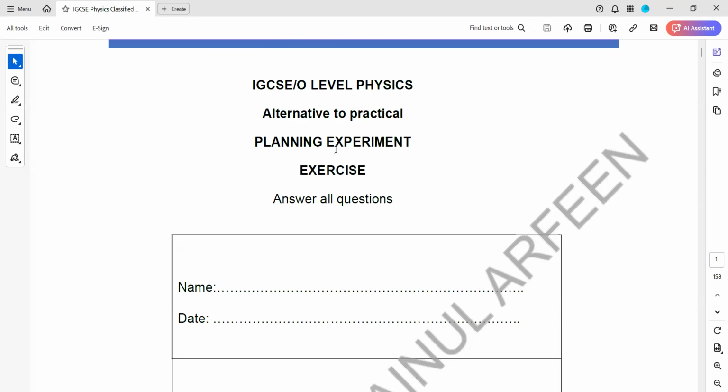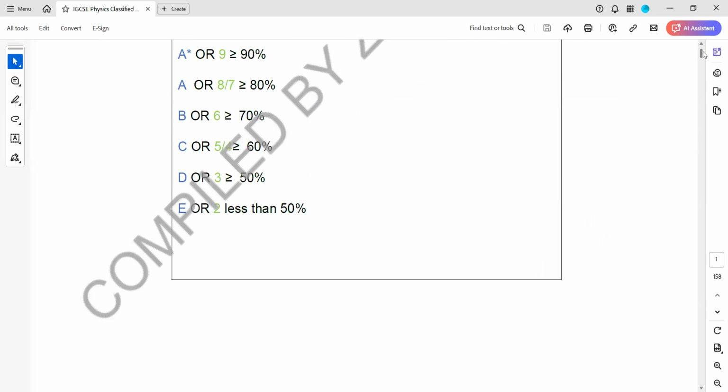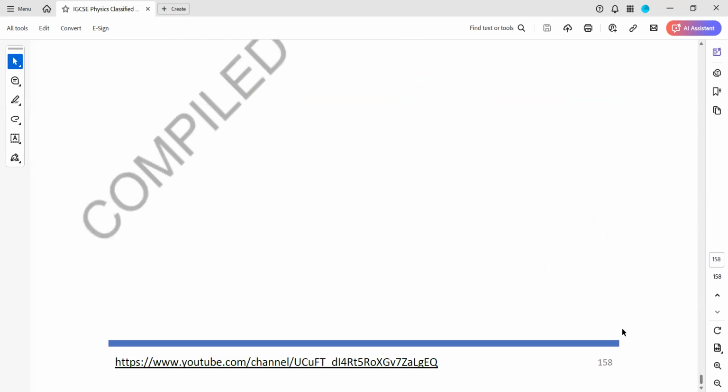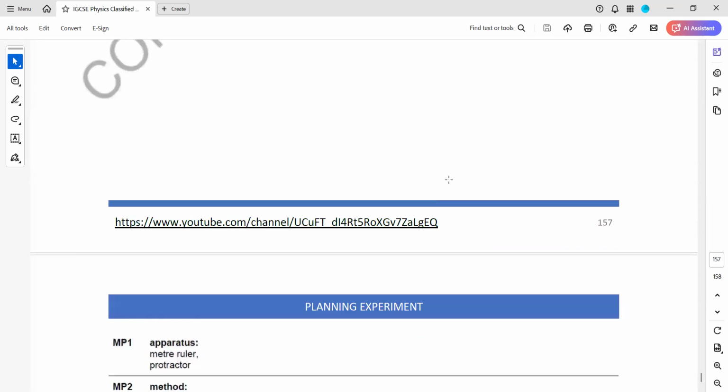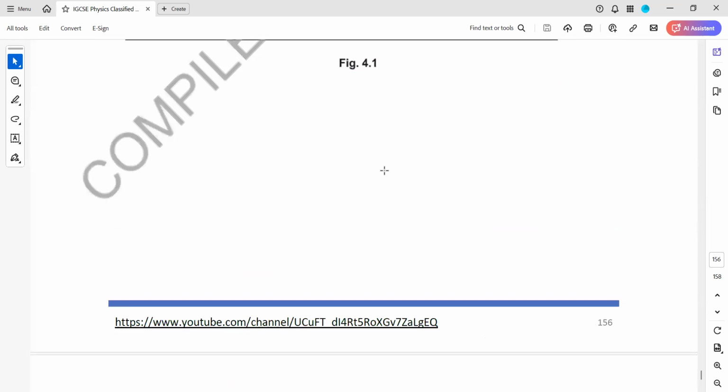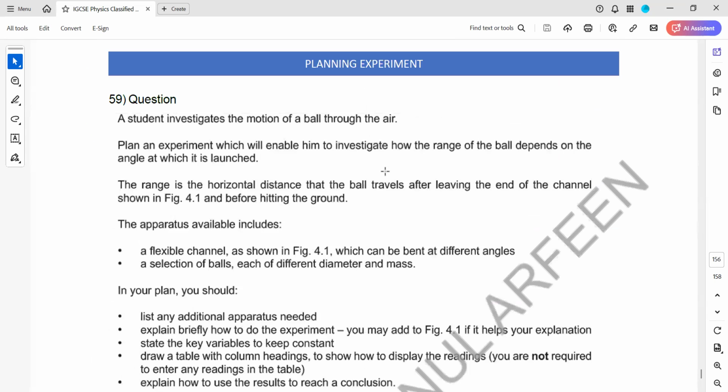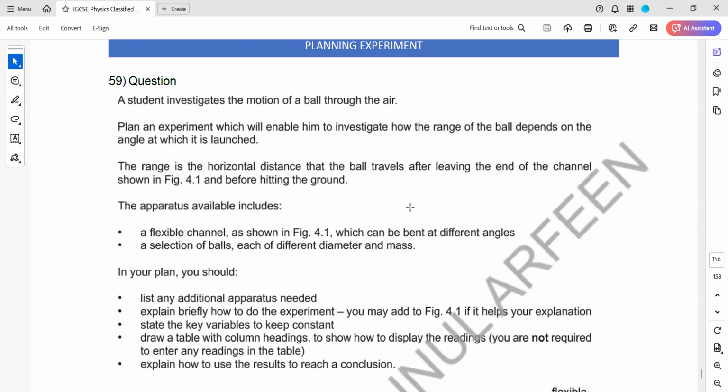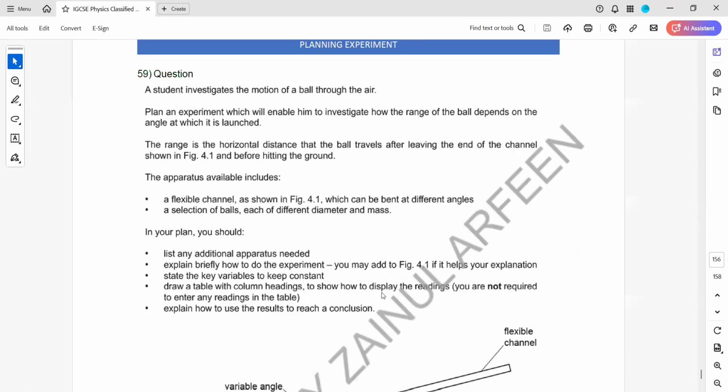So this is the alternative to practical planning experiment file. Okay, this question is there. Whenever you're planning an experiment, you try to answer the points which are listed. You will try to answer each point separately.